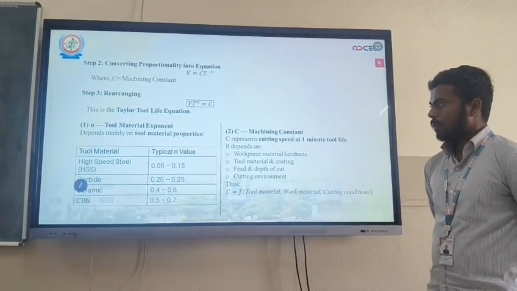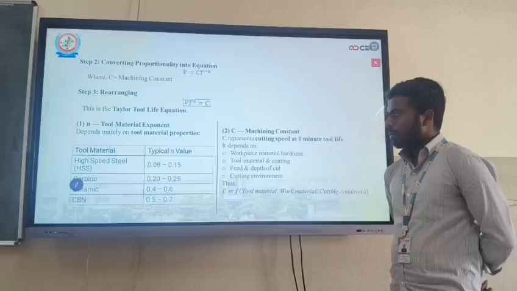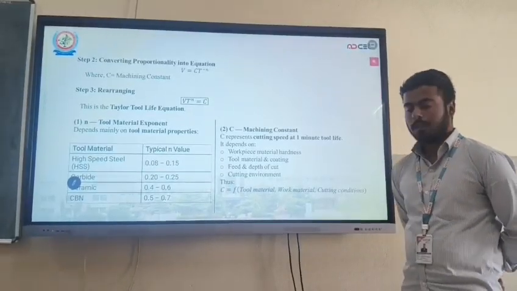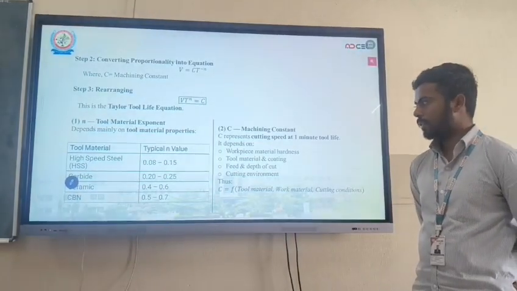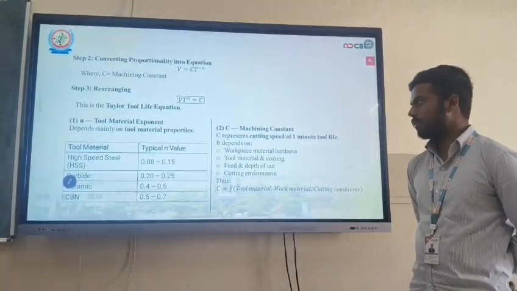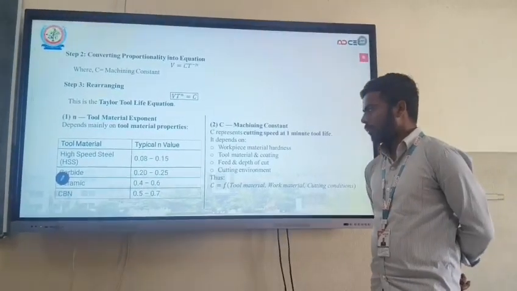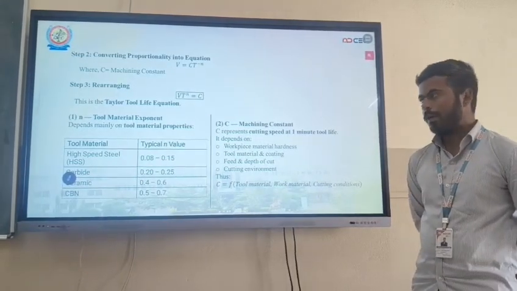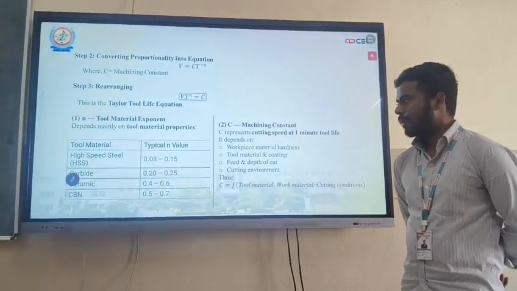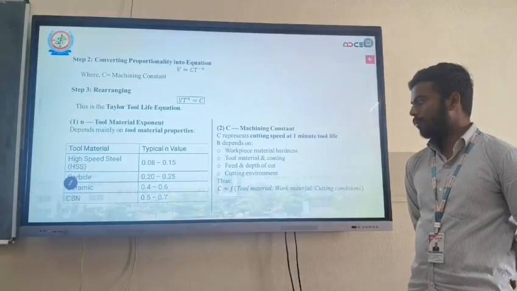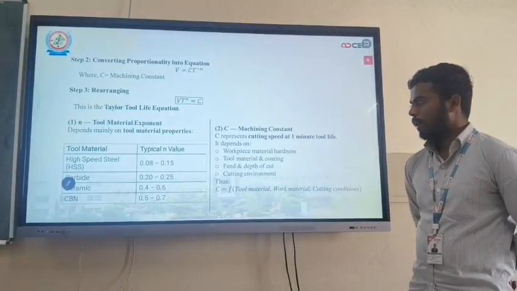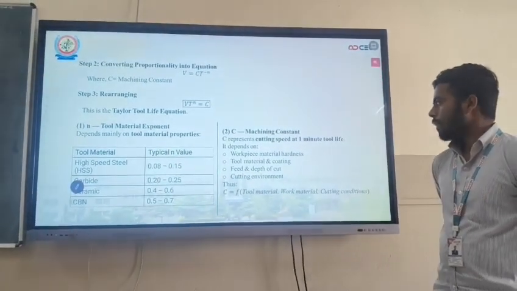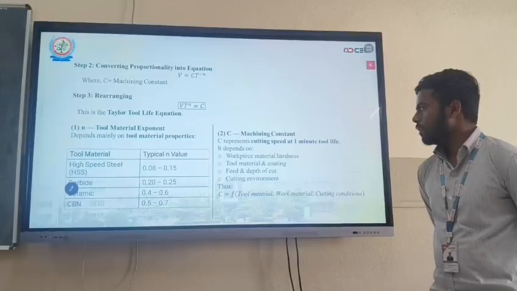Tool material exponent n depends mainly on material properties. Some examples of this: high speed steel HSS typically has a value of n of 0.08 to 0.15. Carbide tool material has 0.20 to 0.25. Ceramic material has 0.4 to 0.6, and CBN has 0.5 to 0.7. And second one, C, the machining constant.